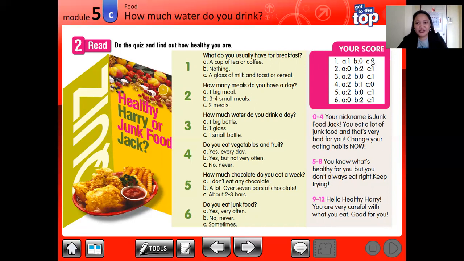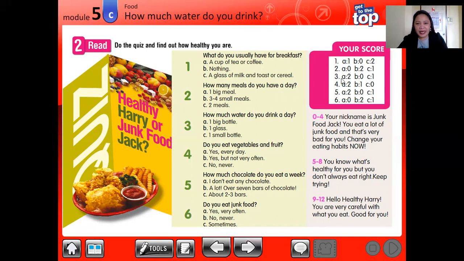Number 1, the answer is letter C. If your answer is letter C, you have 2 points. If your answer is letter A, you have 1 point. So check your points. Number 2, if your answer is B, you have 2 points. If your answer is C, you have 1 point.